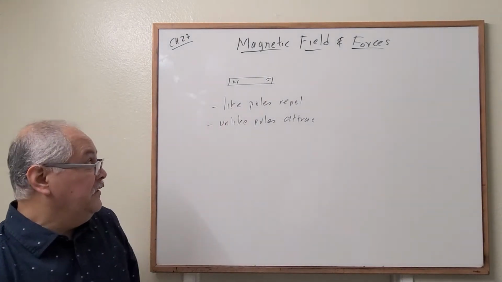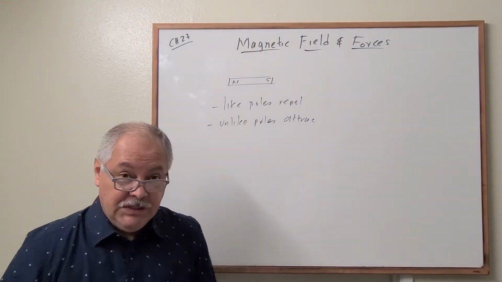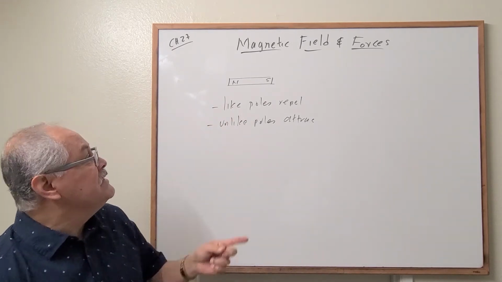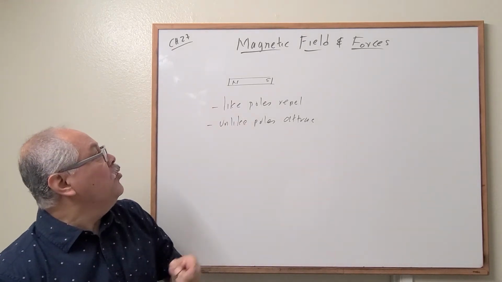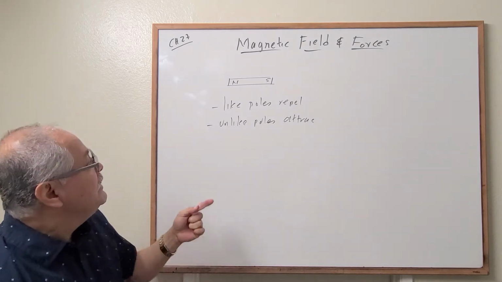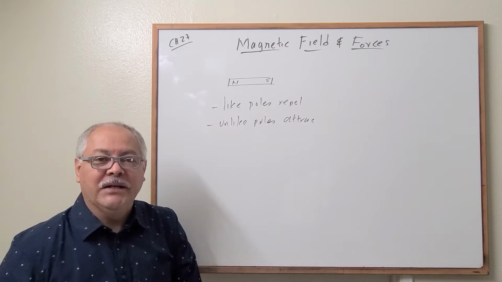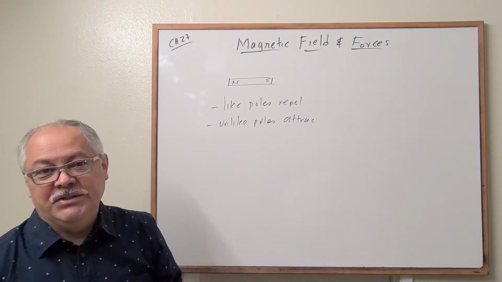Okay, let's go to magnetic field and magnetic forces. To start with, let's go to a bar magnet. A bar magnet has two poles, north and south, and it's known that like poles repel and opposite poles attract, in the same way as for charges.